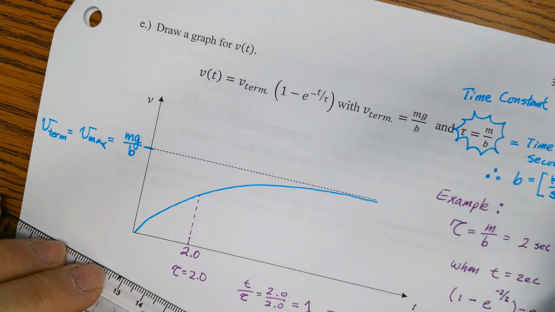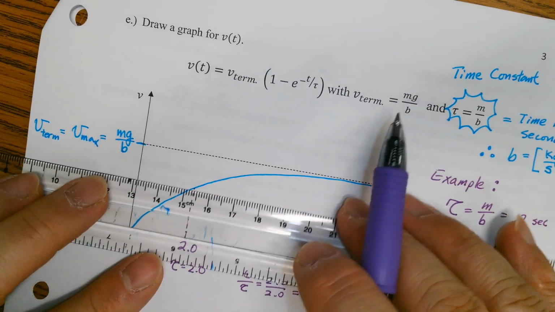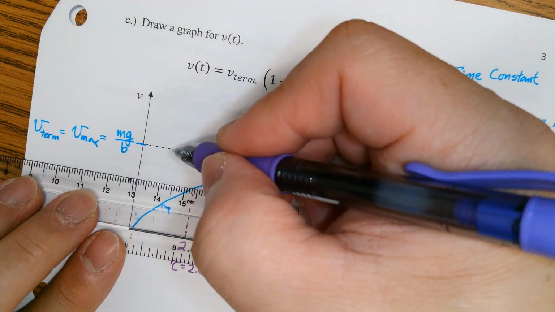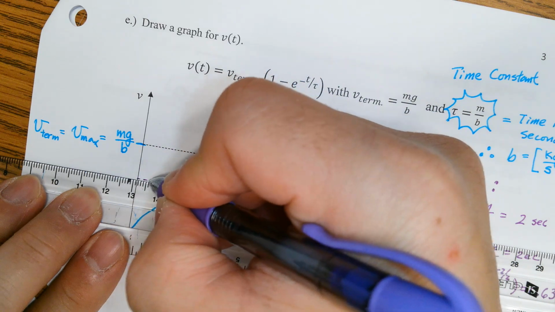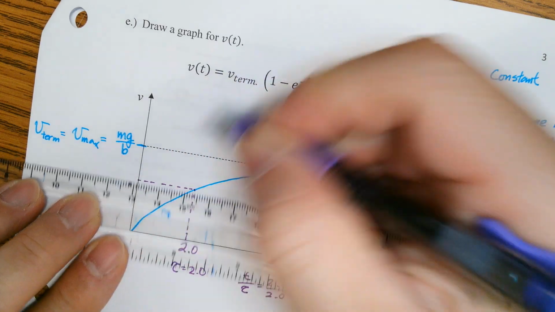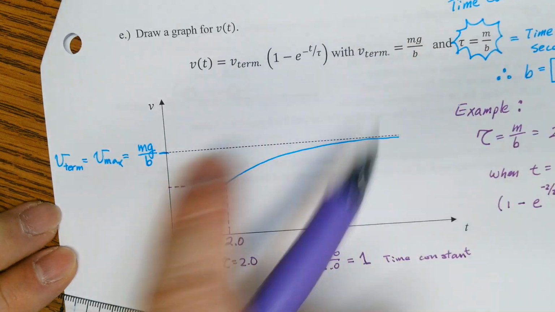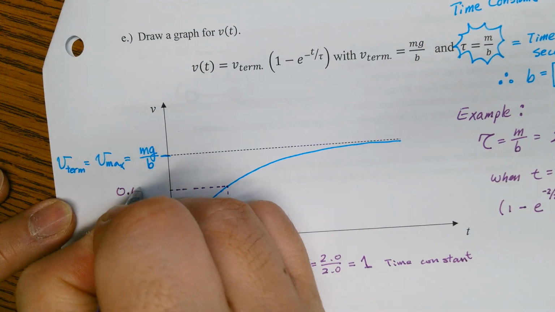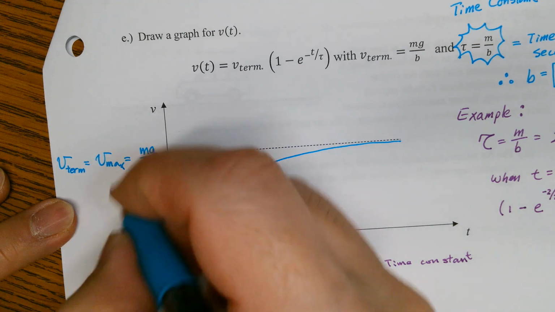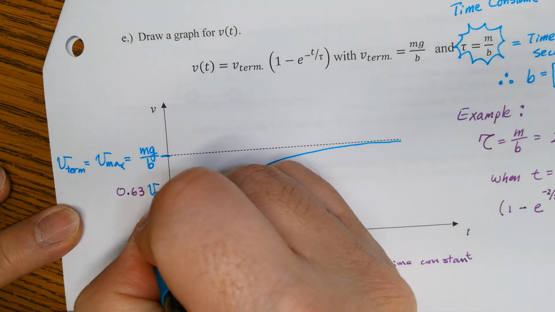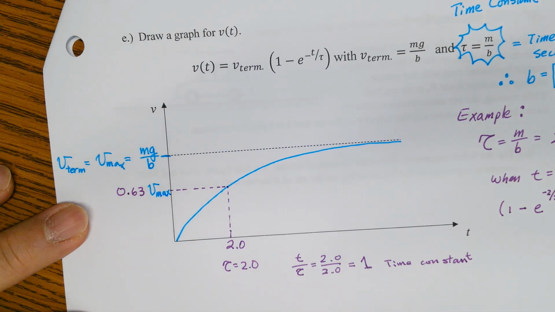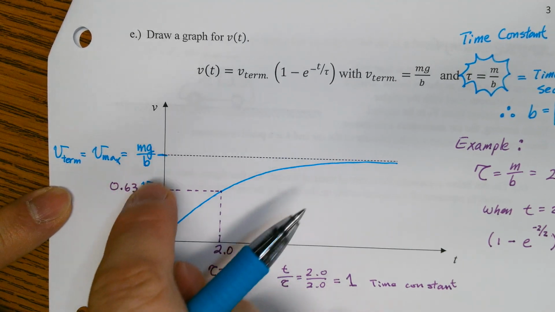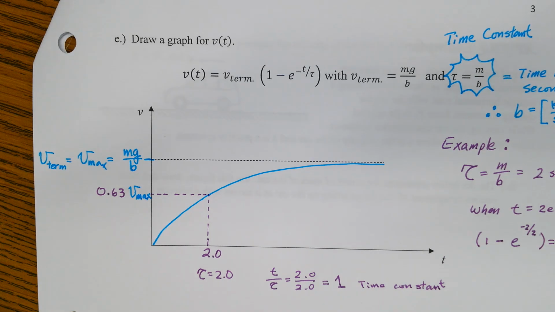So what happens at 2 seconds? My velocity will be here, which is approximately 63% of my terminal velocity. So 0.63 Vmax. Or we could just say 0.63 mg over b.